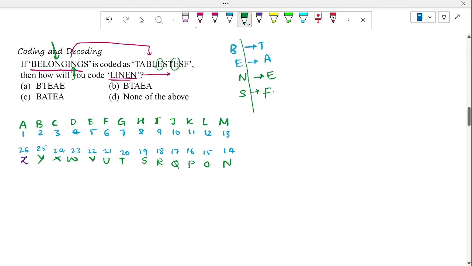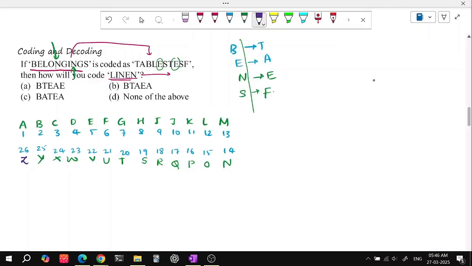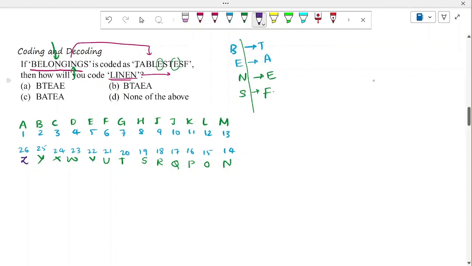Just you can observe that and try to write the answer. This is just a hint and you can tell me the answer. BTEAE. Okay, we will see.